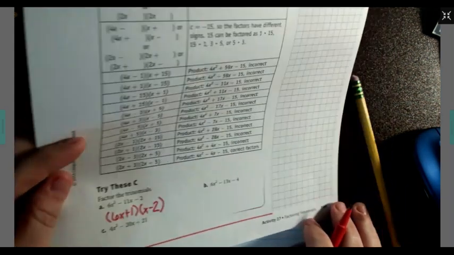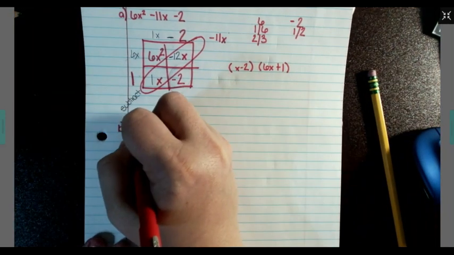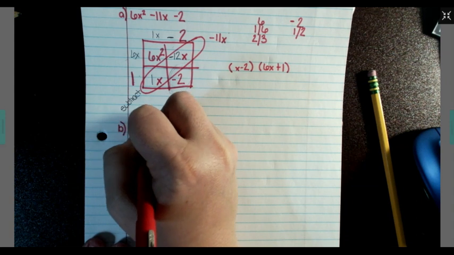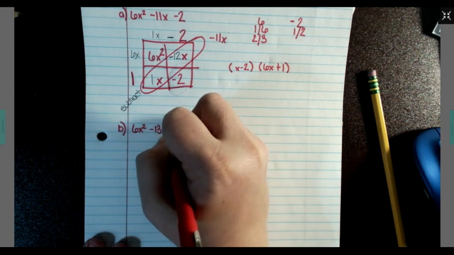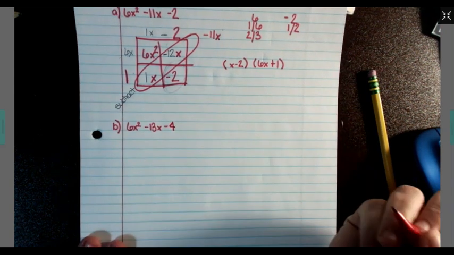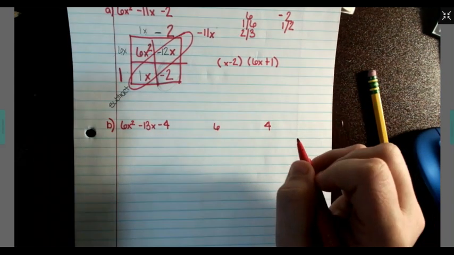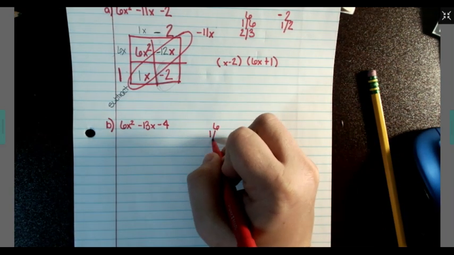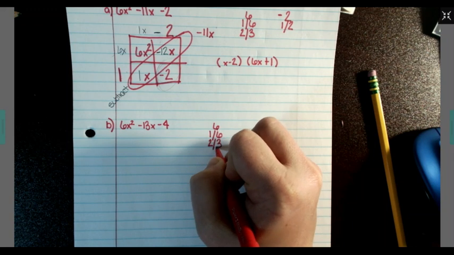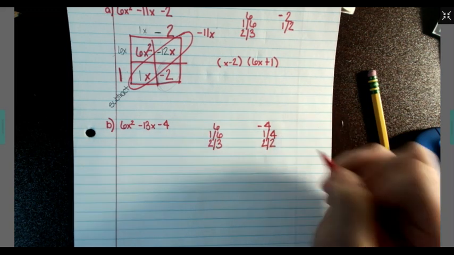Let's take a look at B. We have 6x squared minus 13x minus 4. All right, we're not as lucky here because neither one of these are prime. But I know I've got 1 and 6, 2 and 3, and this can either be 1 and 4 or 2 and 2.